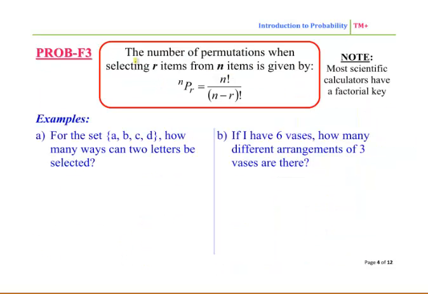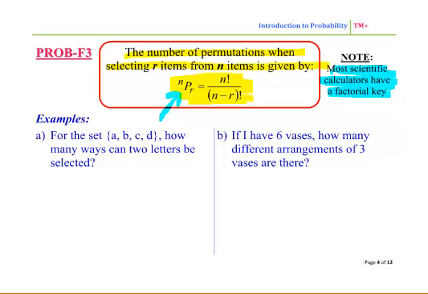Now the number of permutations when selecting r items from n is given by nPr, which equals n factorial over n minus r factorial. Note, most scientific calculators have a factorial key. Some even have a P and a C key. So have a look at your calculator.